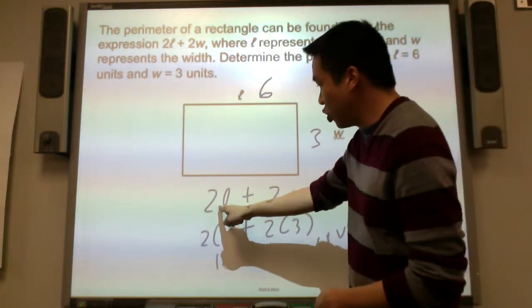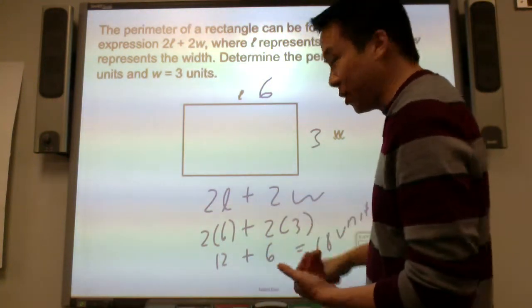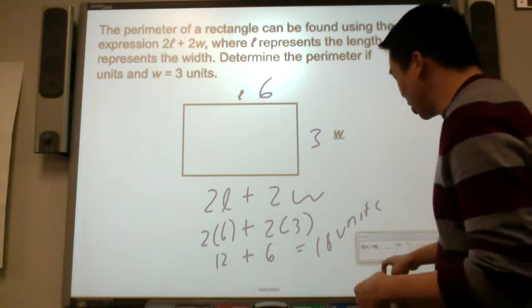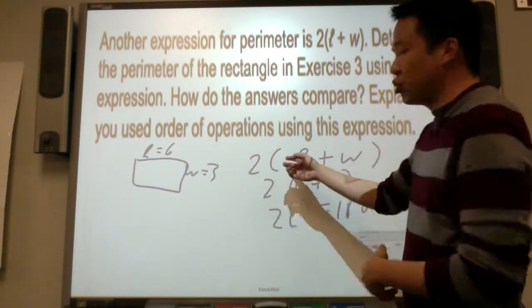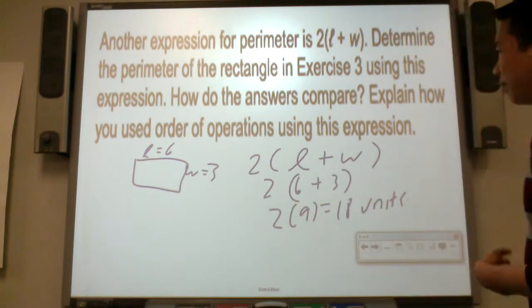Is this the same thing? There's 2 groups of L plus 2 groups of W. We're going to be learning something next week called the distributive property, where you can expand this into 2L plus 2W. It means the exact same thing.